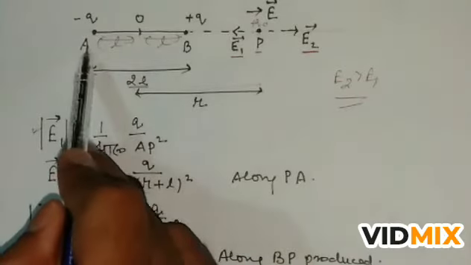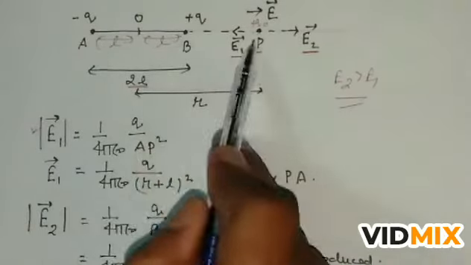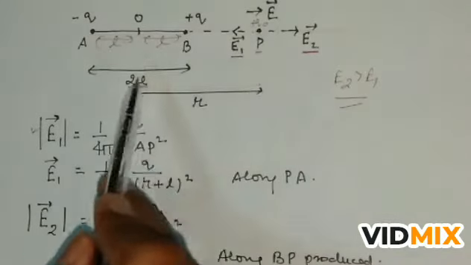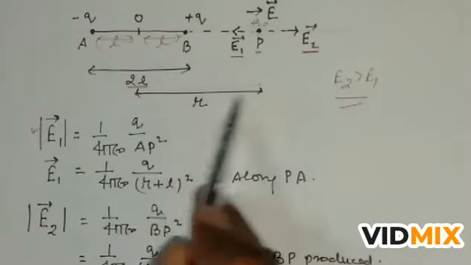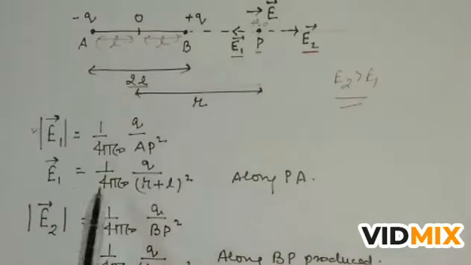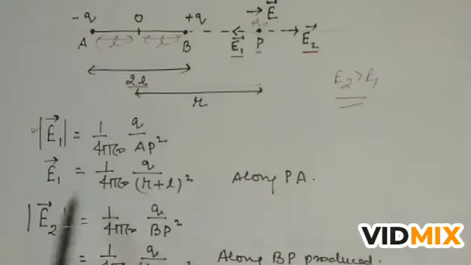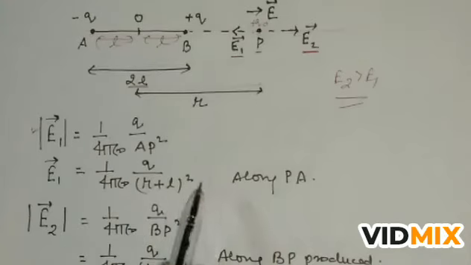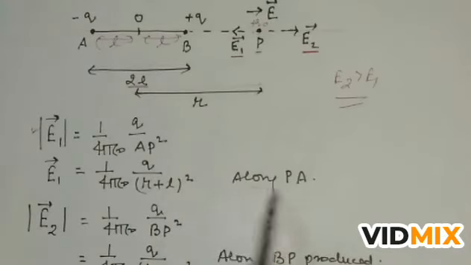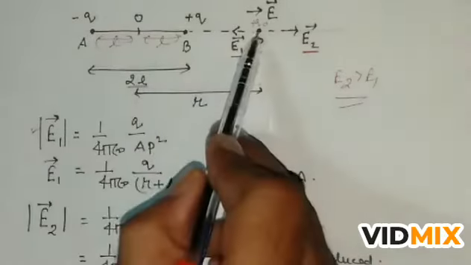So this is A and this is P. So distance AP square. So what is AP? From O to P it is R, and from A to O it is L. So we can write R plus L whole square. So E1 is equal to 1 upon 4 pi epsilon naught Q by R plus L whole square, and the direction is along PA, from P towards A.